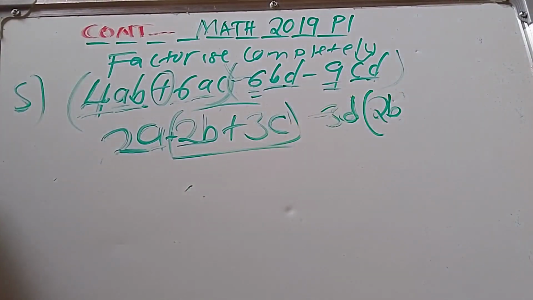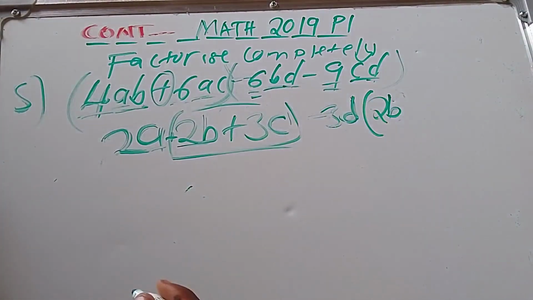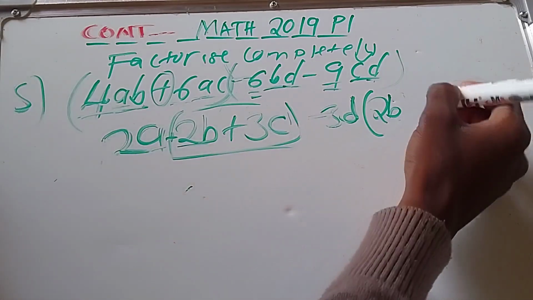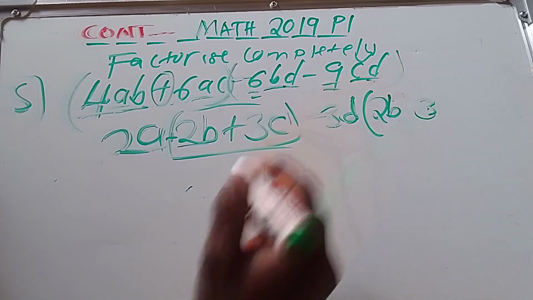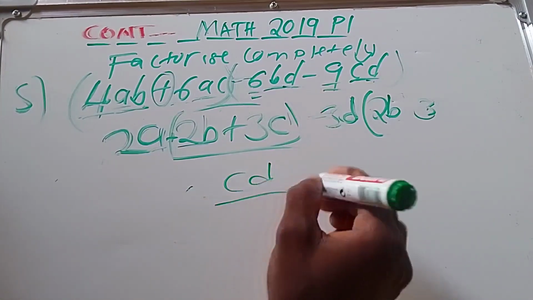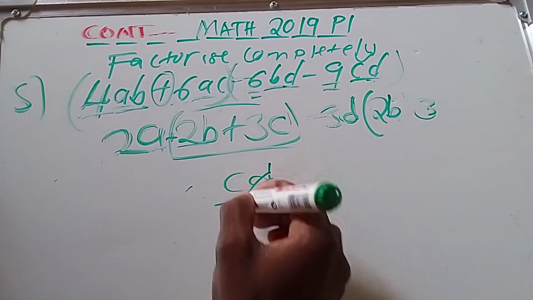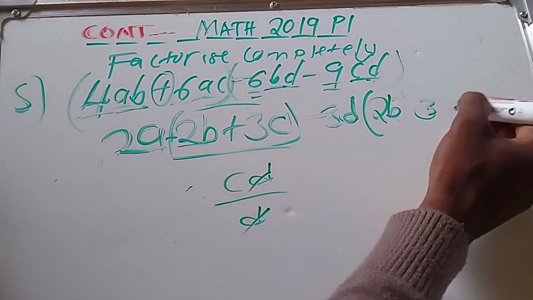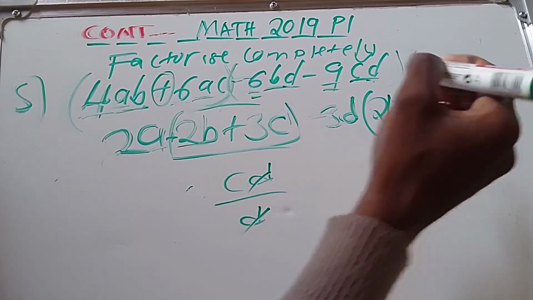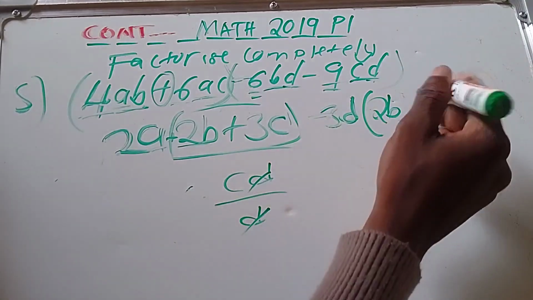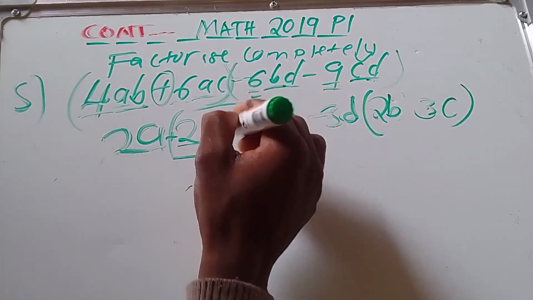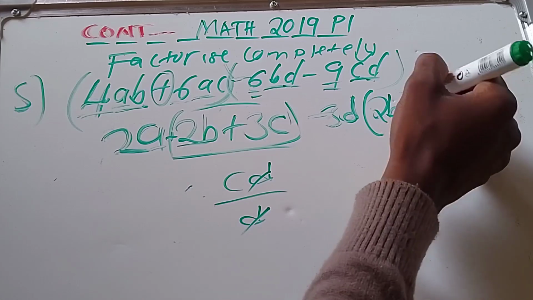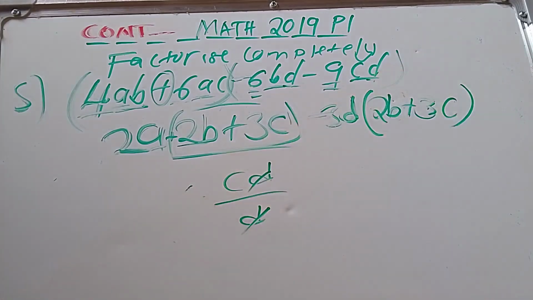So here we have a negative sign. Here we have this negative sign. So now, 9 divided by 3. What is the answer? The answer is 3, of course. Then CD divided by D. If you cancel this one with this one, you are going to remain with C. So what sign are we going to write in between? This sign here must be the same as this one. So automatically we are going to put a positive sign.